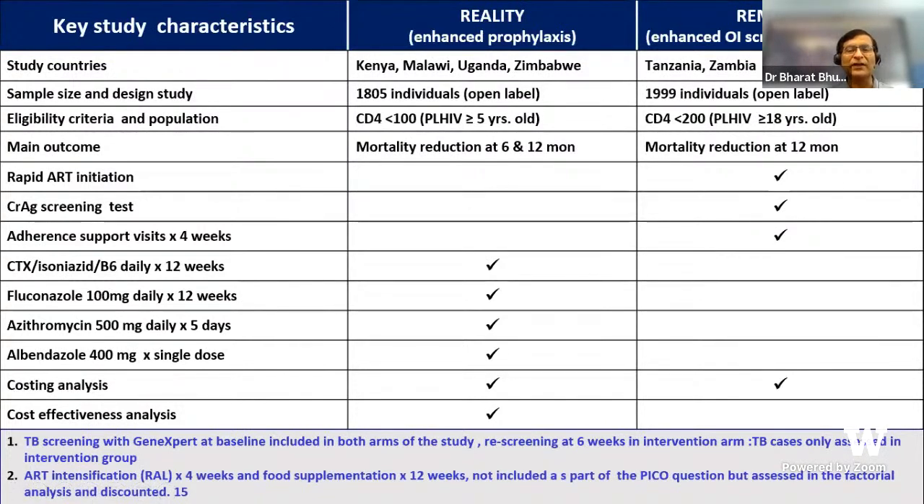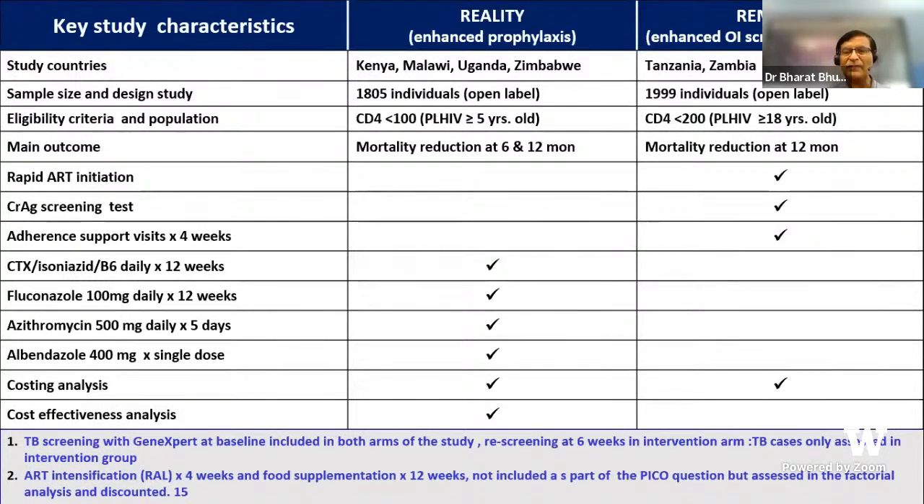The REALITY study was done in Kenya, Malawi, and Uganda on 1,800 patients where CD4 count was less than 100. All these people, in addition to provision of ART, were provided a number of drugs that included cotrimoxazole, INH, B6, fluconazole, azithromycin, and albendazole. These were based on the opportunistic infections that were prevalent in that area. Then it was seen what the problems would be in providing so many additional drugs, in terms of pill burden, side effects, and cost. A cost-effectiveness analysis was done, and it showed that provision of these drugs is cost-effective and also helpful in reducing mortality.